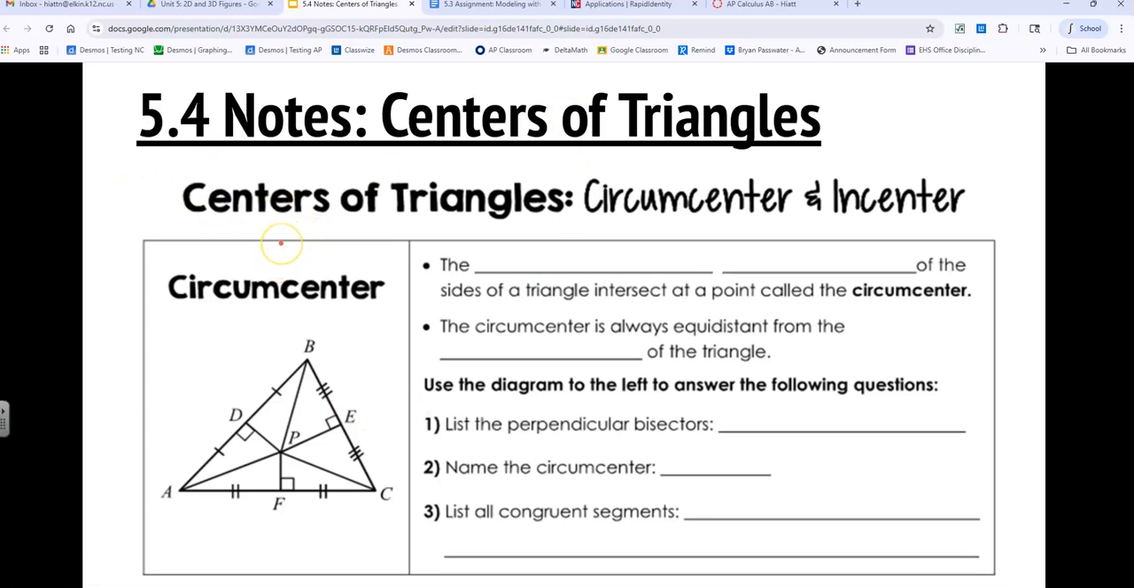So the first one that we're learning about is the circumcenter. I don't know why that says circumcenter and incenter right there. Incenter's coming up, but this page is just circumcenter. So the circumcenter is where the perpendicular bisectors of the triangle intersect. So this first blank right here is perpendicular bisectors.